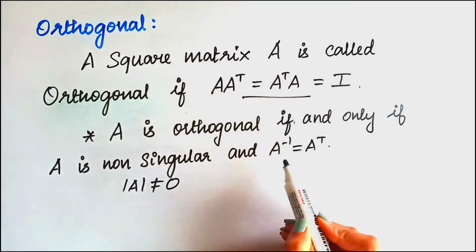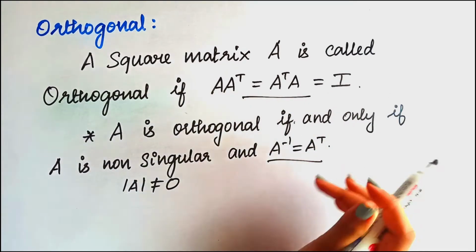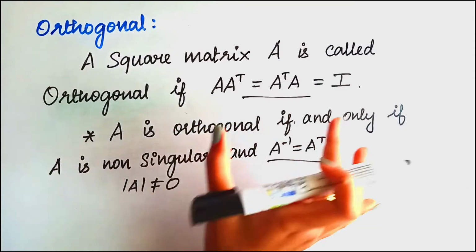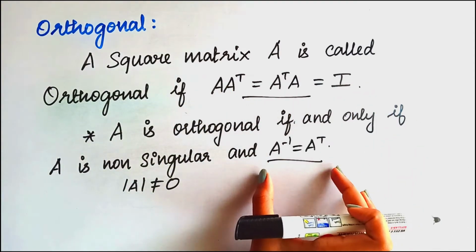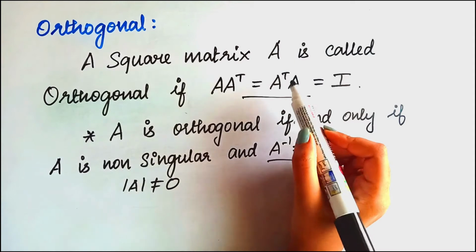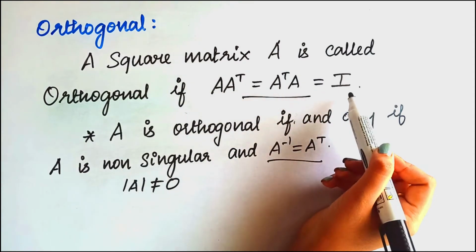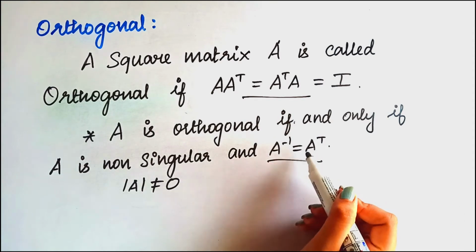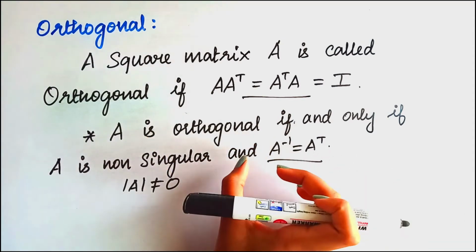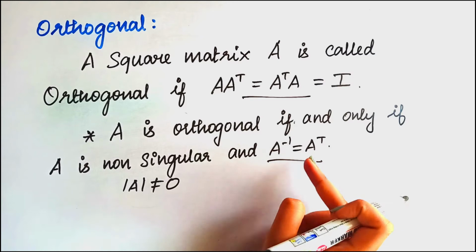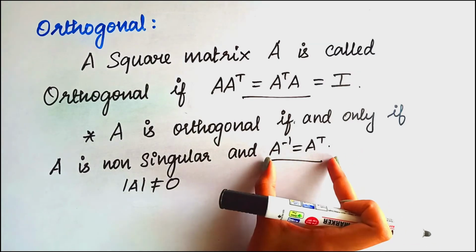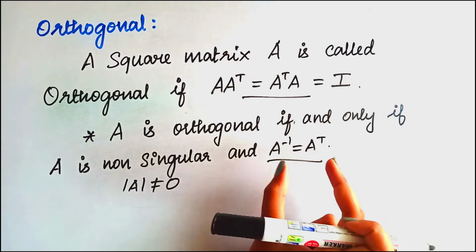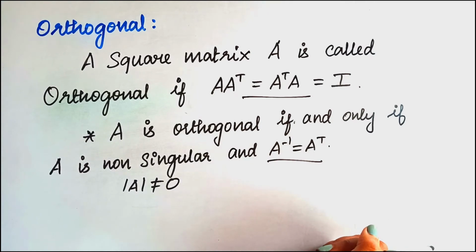This is a formula and this is the second formula, which means if orthogonal is mentioned, these two should come to your mind. One is A into A transpose or A transpose into A will be equal to I, which is an identity matrix, and then A inverse is equal to, if A is orthogonal, then it means A inverse is equal to A transpose. Both are equal, that is the meaning.